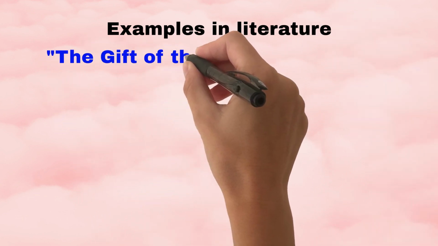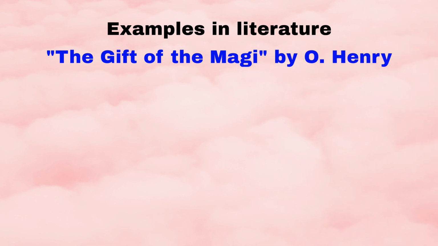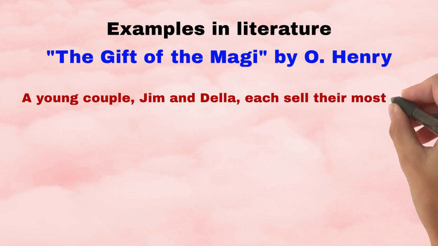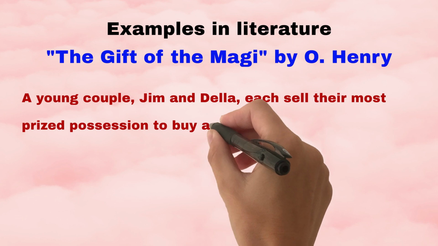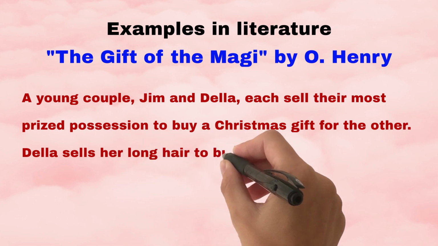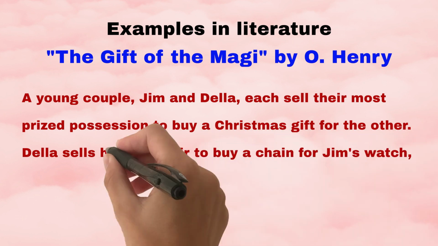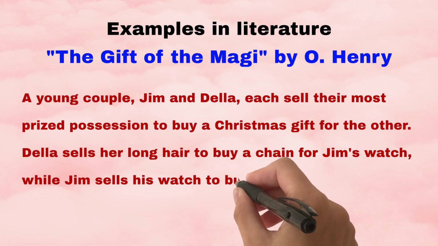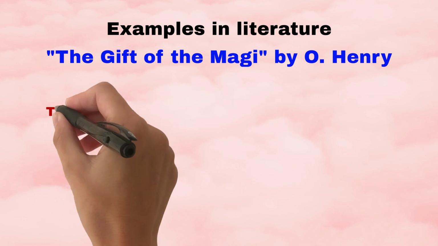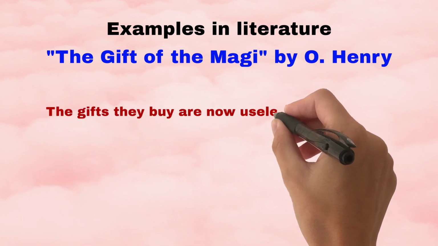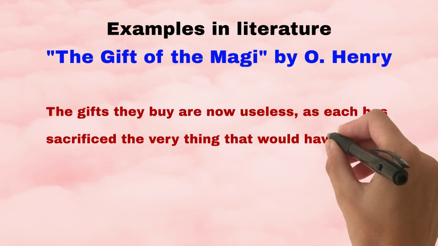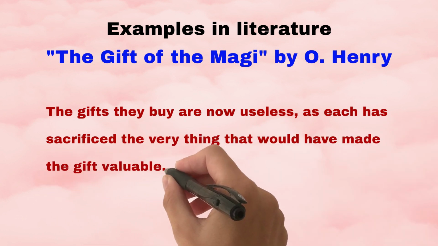The Gift of the Magi, by O. Henry. A young couple, Jim and Della, each sell their most prized possession to buy a Christmas gift for the other. Della sells her long hair to buy a chain for Jim's watch, while Jim sells his watch to buy combs for Della's hair. Now the irony is, the gifts they buy are useless, as each has sacrificed the very thing that would have made the gift valuable.